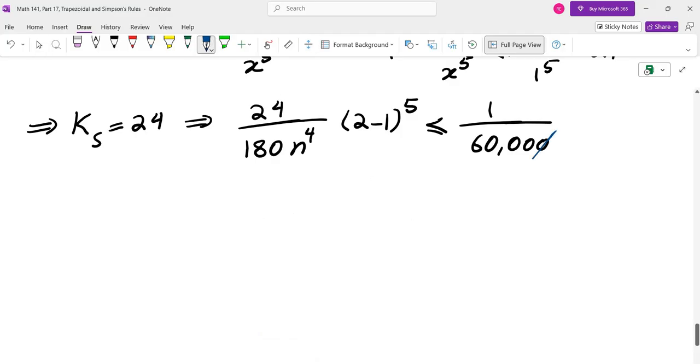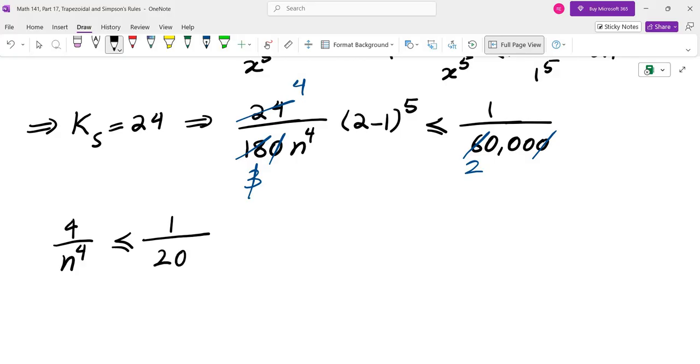Okay, let's simplify this and see what we get. So first of all, one of the zeros cancels here. We can divide this one by 6. We get 4. We get 3 here. We can divide this one by 3. We get 2 here. So we get 4 over n to the fourth is less than or equal to 1 over 2,000. Okay, let's clear the denominators. We get 8,000 is less than or equal to n to the fourth.